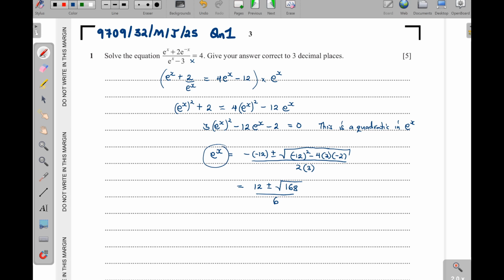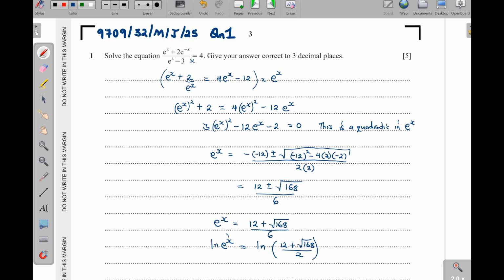Of course, e to the power of x has to be positive, because there is no number you can raise e to the power of and get a negative. So this implies that e to the power of x shall be equal to 12 plus square root of 168 out of 6. Then we shall introduce logarithms on both sides. So we shall have natural log of e to the power of x equal to the natural log of 12 plus root of 168 out of 2.